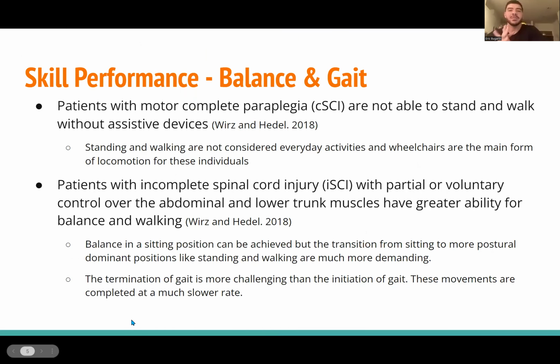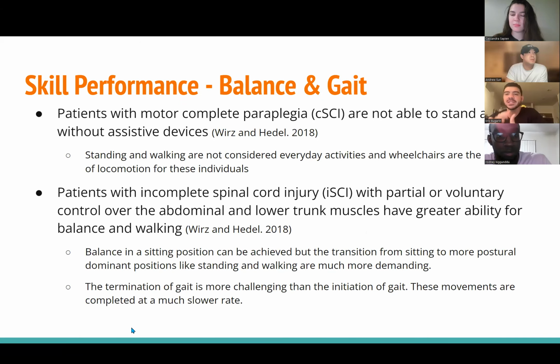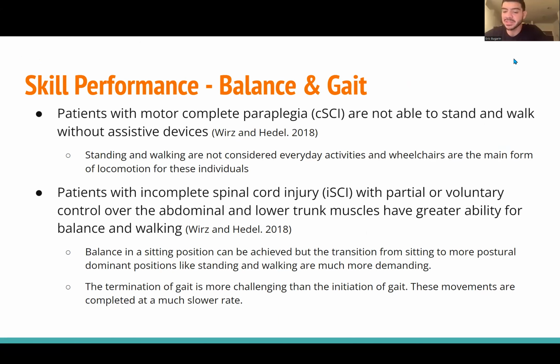Okay, so I'm going to be going over skill performance. The first ones we'll be talking about are balance and gait. So balance depends on the continuous integration of somatosensory, visual, and vestibular impulse, its processing, and targeted motor responses. In patients with spinal cord injury, partial or complete loss of somatosensory perception and/or voluntary motor control are the main causes of balance disorders.